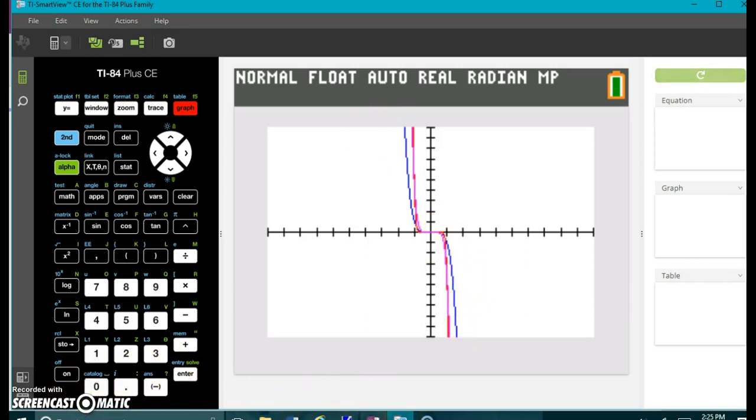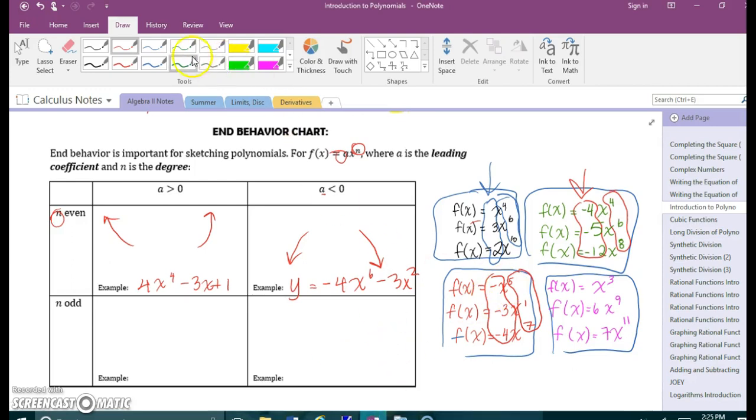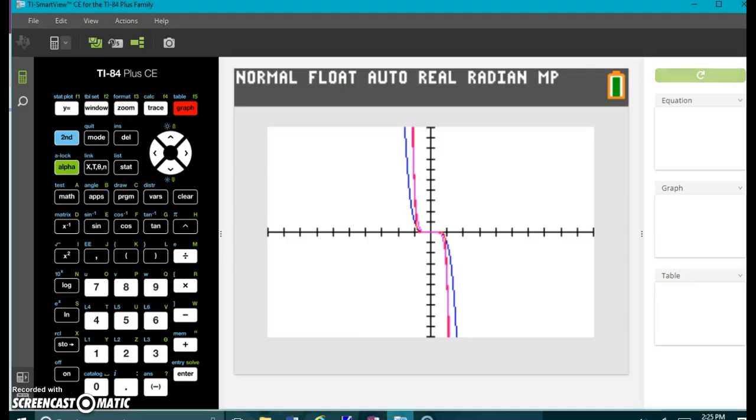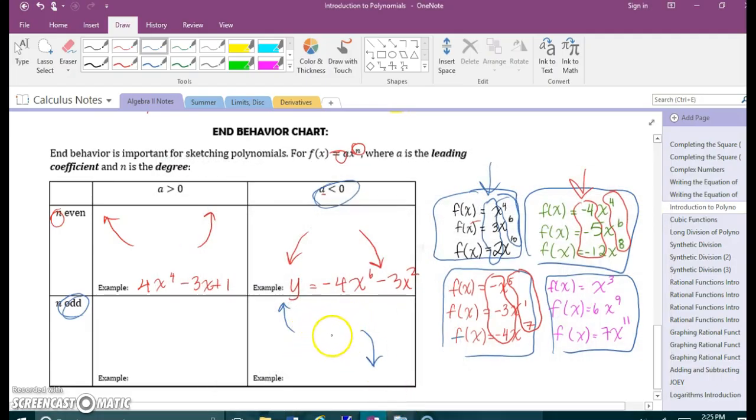So let's go to our table here. And I want an odd degree and a negative leading coefficient. So that looked like this. And again, I'm just generalizing it off of there. I don't know what goes on in the middle. And an example of that would be like negative 4x to the 7th plus 3x. Something like that. And for the last one, I have odd degrees. And all my leading coefficients here are positive numbers.